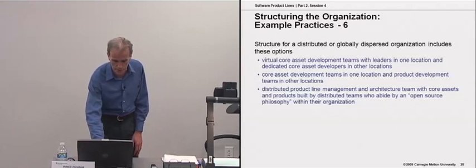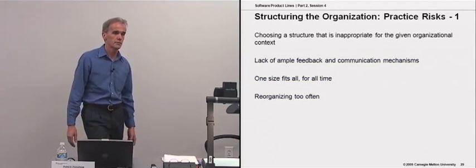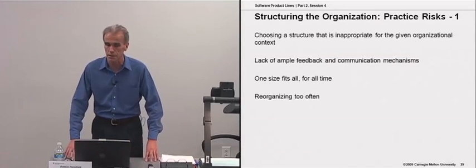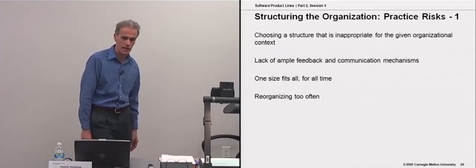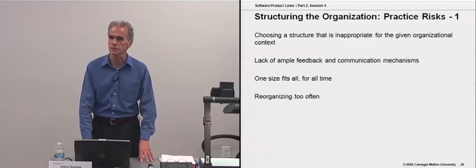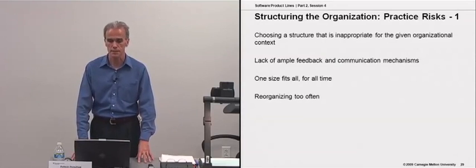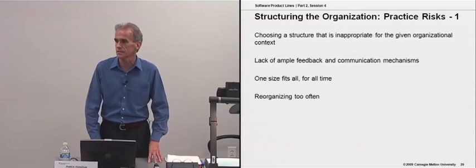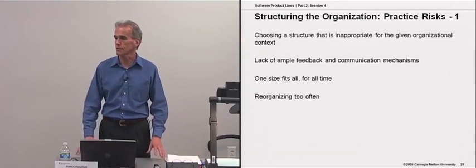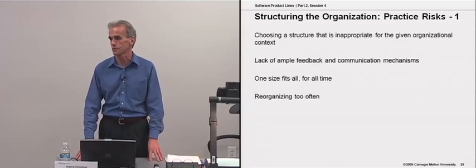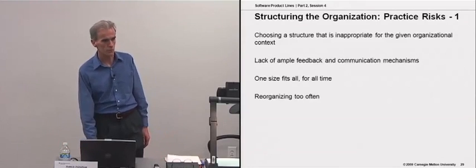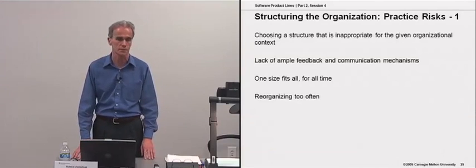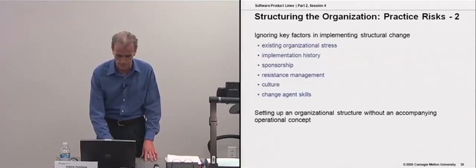Some of the risks, first of all: assuming that the structure you have chosen at the beginning of the product line effort is the one that's going to persist for the entire life of the product line effort. Not soliciting feedback and not soliciting ways to improve the organization and the organizational structure. And if organizations do this as, well, it's been 6 months since we last had a reorg, now we're going to reorg around software product lines, then it becomes the reorg of the month. So why should we, as the rank and file, trust that this is going to be any better than the previous attempts at reorganizing?